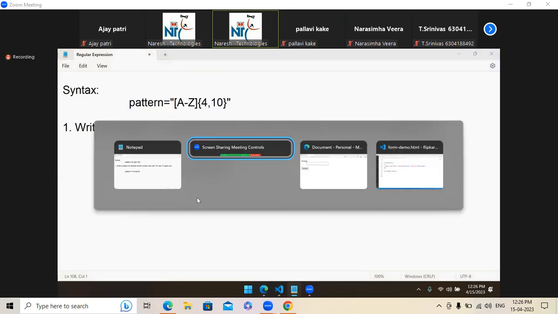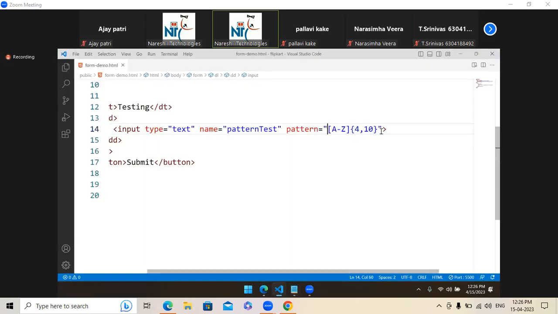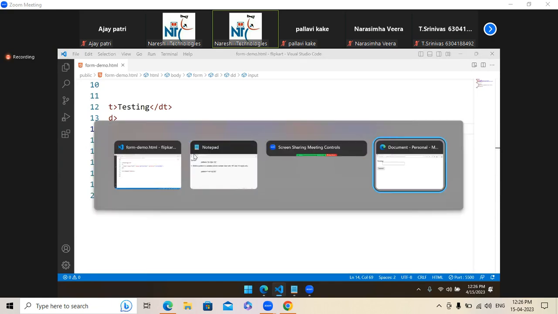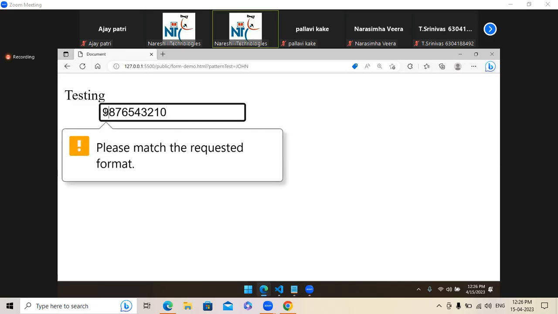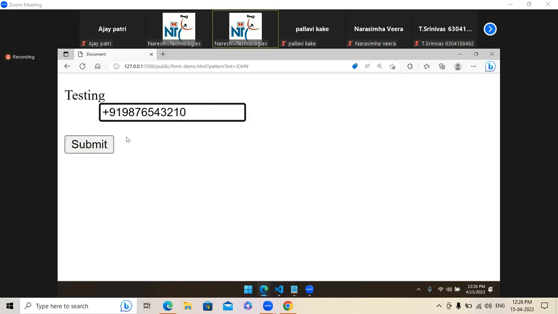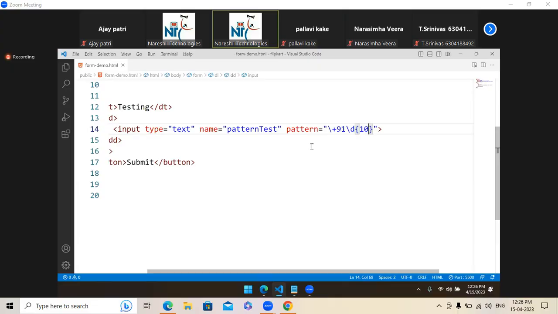So for example, see here. I am writing here slash plus 91 slash D 10-digit number. Right now you can see here I am typing 987654321 and enter. Not submitted, because it should start with plus 91 and be a 10-digit number. That's okay. That's how we validate, right?